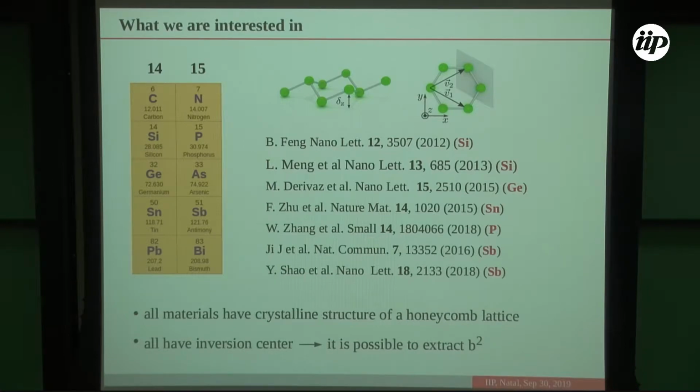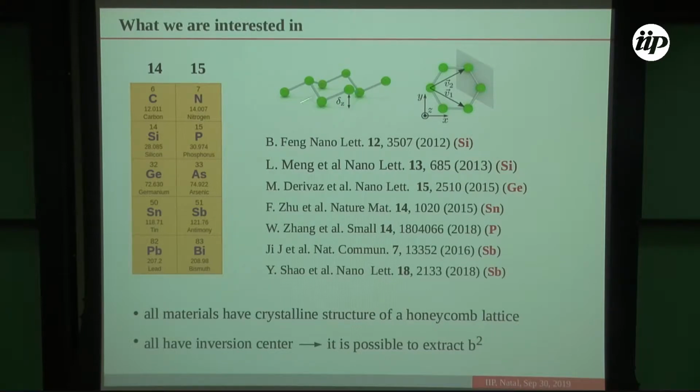Okay, so which material did I choose? Here we have group 14 of the periodic table and group 15 elements. From all of those elements, we can really make two-dimensional materials, most of them. I think there is a new paper saying that this nitrogen material is also stable. There is a prediction that it can be stable.